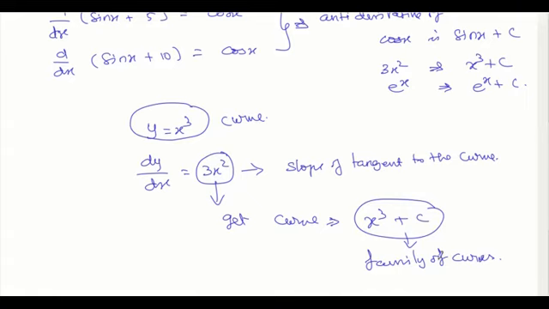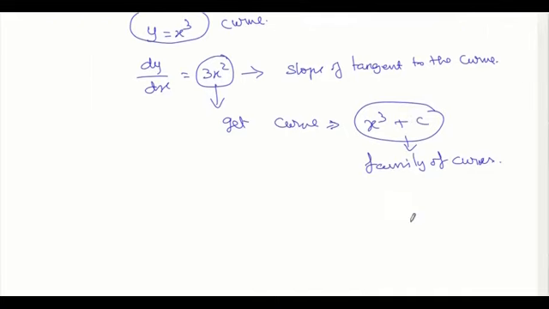Family of curves, not only one curve, because this 3x square is not the slope for only x cube alone. It is for x cube plus 1, x cube plus 3, x cube plus 2, and so on. So 3x square is the slope for infinitely many curves, that is x cube plus c. So antiderivative or integration means you are finding the family of curves for the given slope of the tangent. Do you understand, children? So this process is called integration.